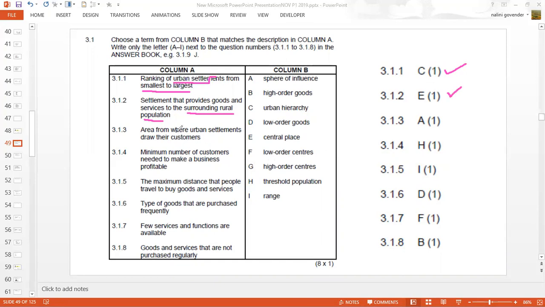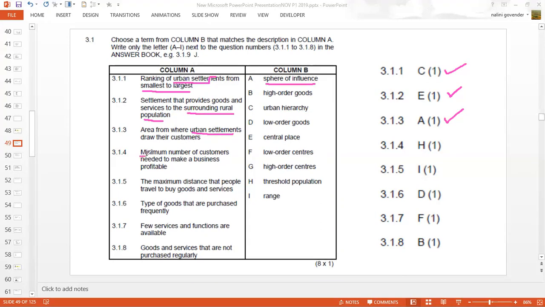Number 3, the area from where urban settlements draw their customers. In other words, people come from these areas to acquire the services from an urban area, and that would be referred to as our sphere of influence. In other words, the urban area has an influence over these areas.